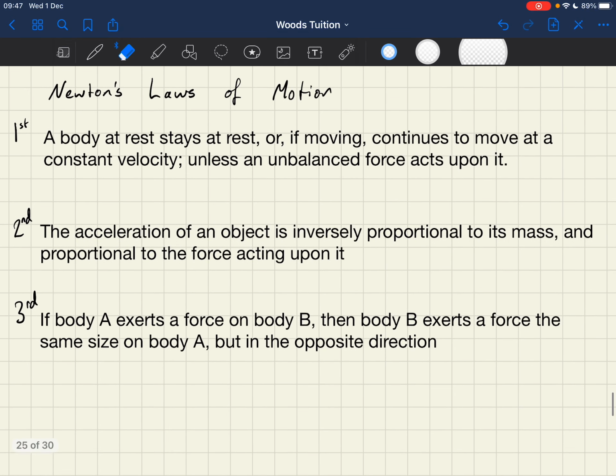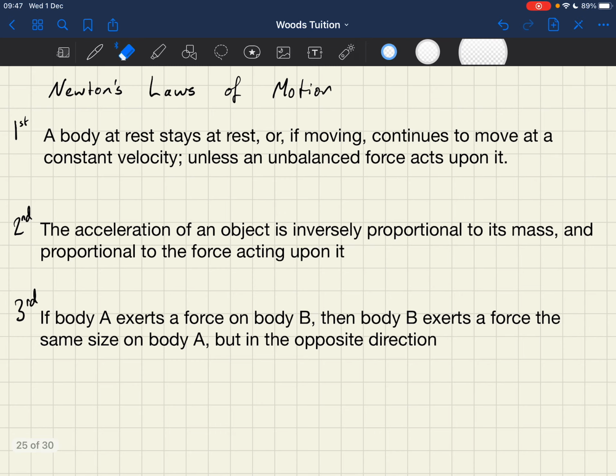The second law states that the acceleration of an object is inversely proportional to its mass and proportional to the force acting upon it. So if we write this out, the acceleration of an object is inversely proportional to its mass first, so acceleration is inversely proportional to mass. Then we're also going to have that acceleration is proportional to force. So from this, you can do a bit of jiggery pokery with the equations, but you essentially end up with force is equal to mass times acceleration.